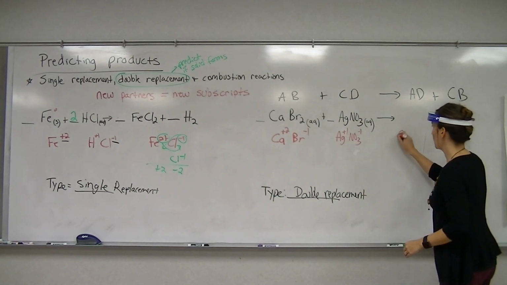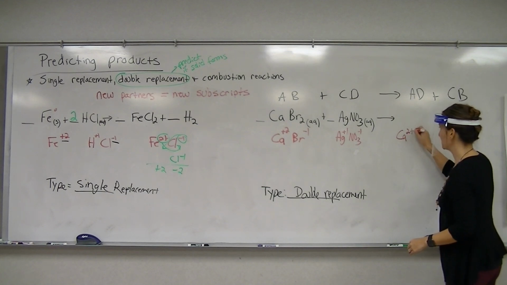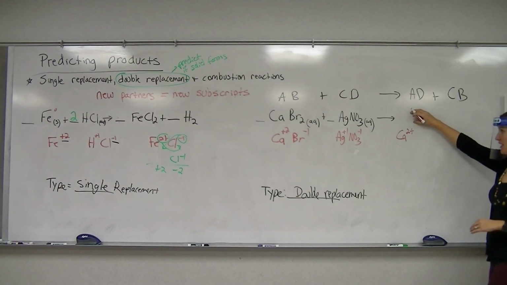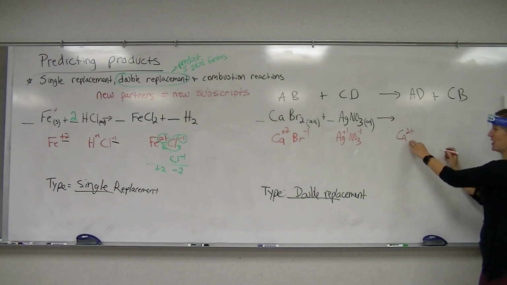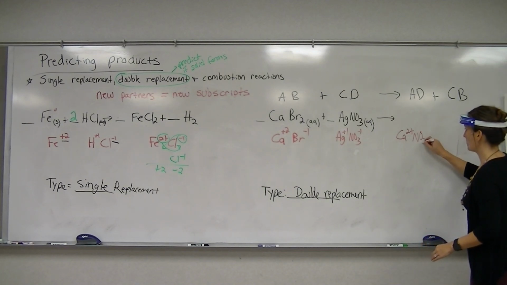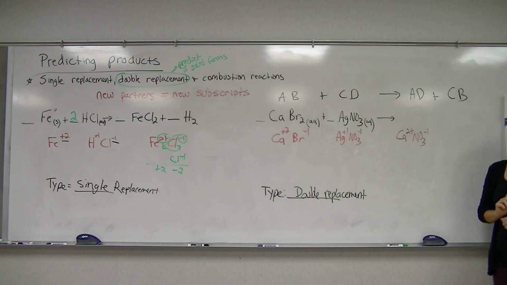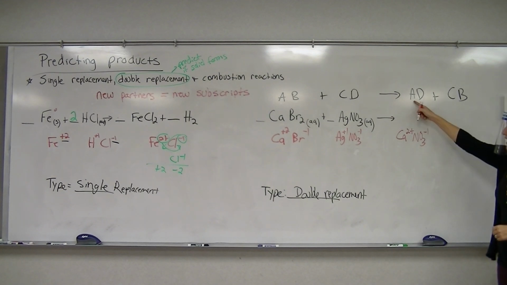So when I write them over here, I'm just going to write the charges first, and then I'll figure out what the actual compound looks like in a minute. So I have Ca2+, and it's now going to be partnered with my NO3, which has a -1 charge. Okay, my A and my D.